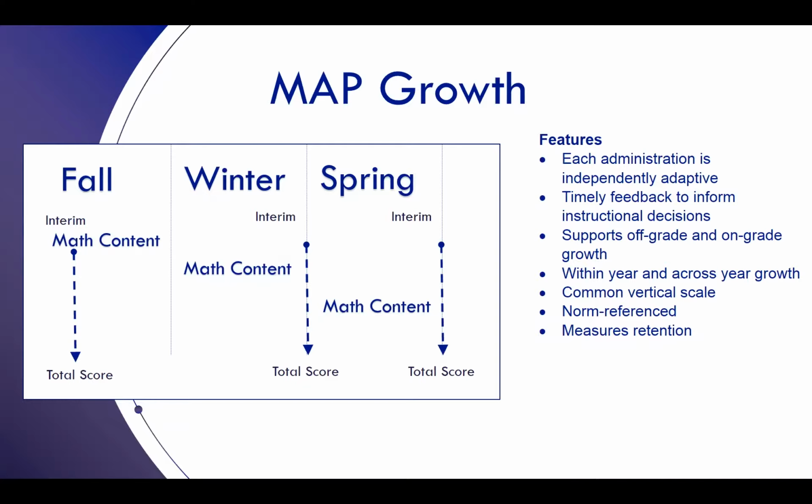There's a common vertical scale, the RIT score. People know that fairly well, and you can track growth over time and historically look at how students are growing. It's norm referenced, so we can compare how our students are doing with national norms and state norms, to see how our students are doing compared to other students across the country and across the state. And it measures retention, right? If the student knew something in the fall, we can look at it again. Do they still know it in the winter, still know it in the spring? So it also measures retention as well.